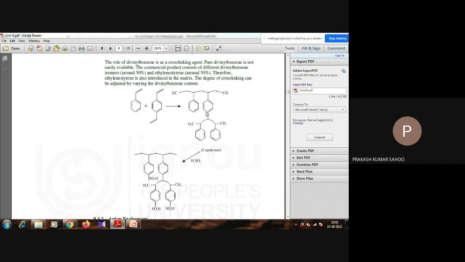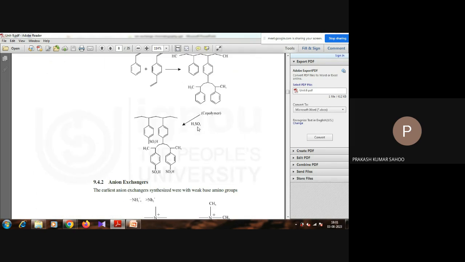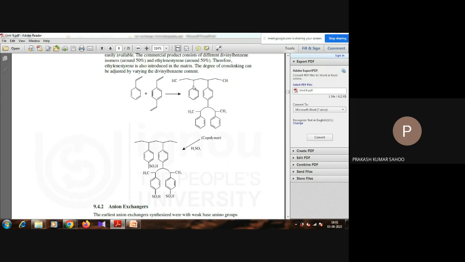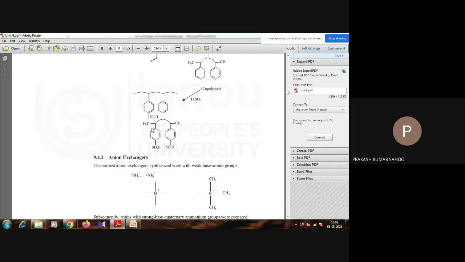We have a copolymer which on treatment with H2SO4 will give sulfonic acid, SO3H. There will be one SO3H here, one SO3H here, and one SO3H here. So three SO3H groups will be attached to this big molecule, and we have addition polymerization. In addition polymerization, we have two things, styrene and divinyl benzene. So after sulfonation with H2SO4, we have this compound.